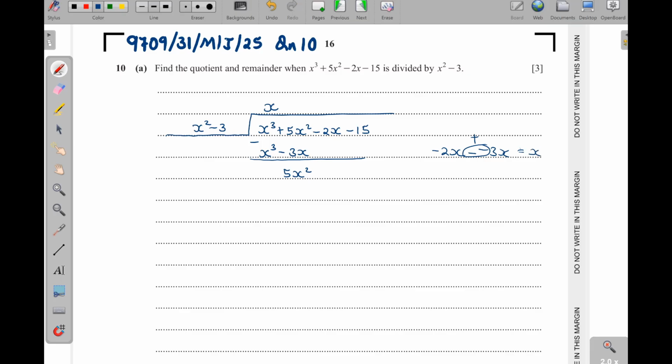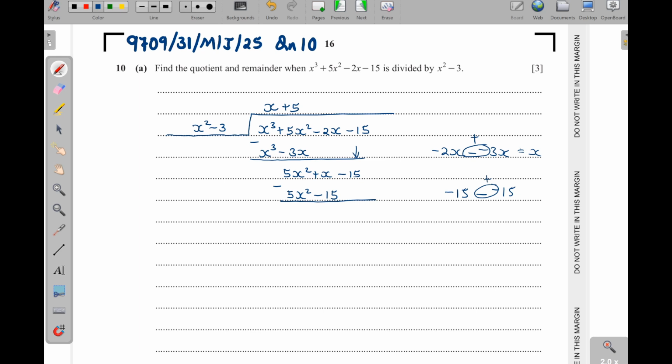So you will get x, right? So I will put here a positive x. Then I can slide this one down, so that's minus 15. Then 5x squared, the first divided by the first, so you will get a positive 5. And then you multiply with this one here, so we shall get 5x squared, then minus 15.